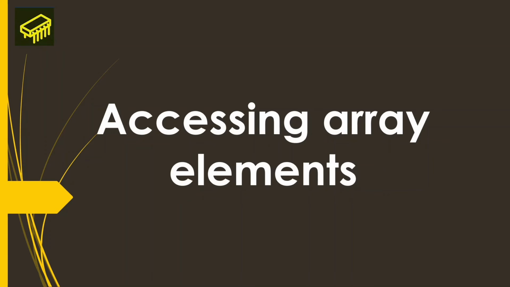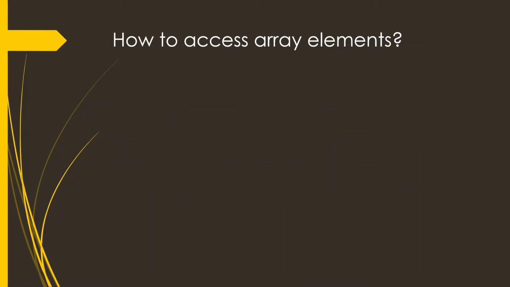In this video, we will discuss accessing array elements. So how do we access array elements? By using indices. The syntax is the array name followed by square brackets, and inside it we have the index number. Each array element has an index number using which we can access the array elements.